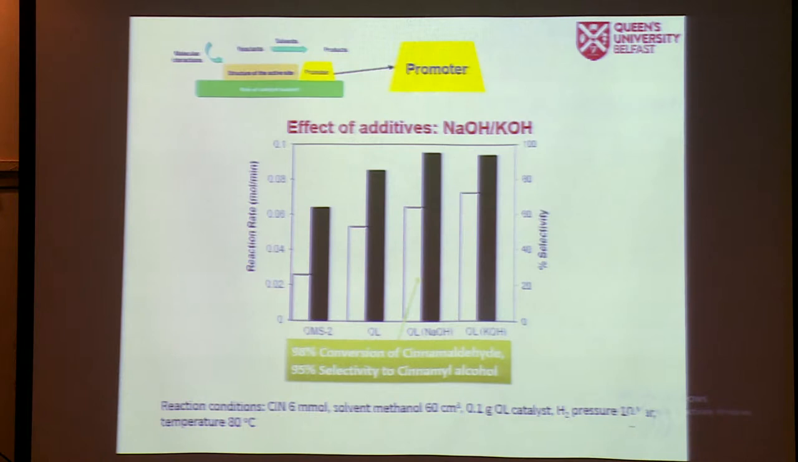So this is a quick example of promoter. In this case, we are using sodium hydroxide or potassium hydroxide as an additive. And we can see that by adding a promoter, we can enhance the reaction rate and selectivities further from manganese oxide or octahedral layered material. In presence of potassium hydroxide, we had higher selectivities. We go to the next slide, please.